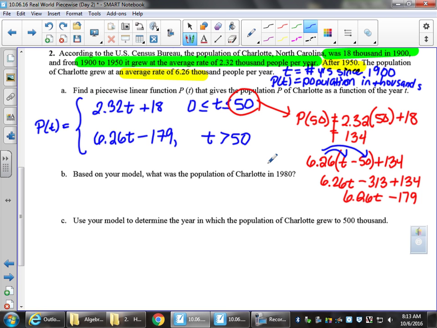So 1980, which piece are you going to use? Good, the second one. We do 1980 minus 1900.